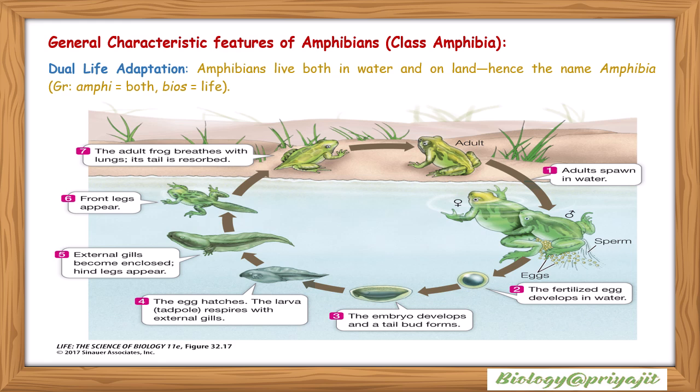Let's begin with the general characteristics of Amphibia. Amphibians live both in water and on land, hence the name Amphibia. Amphi means both and bios means life.